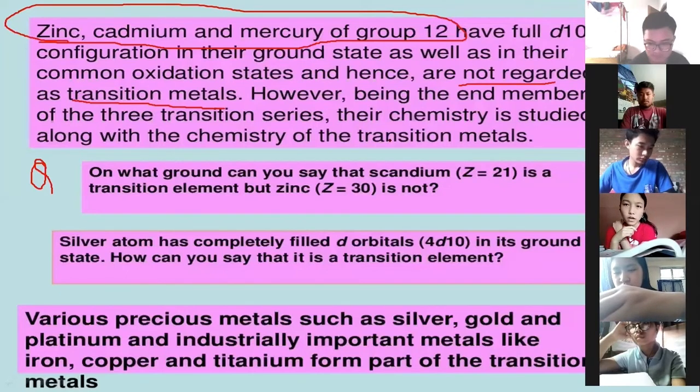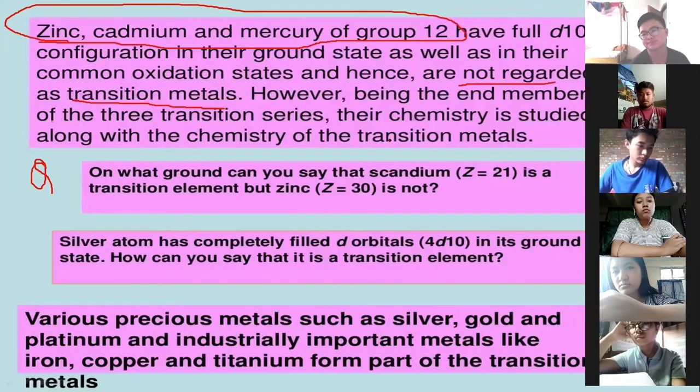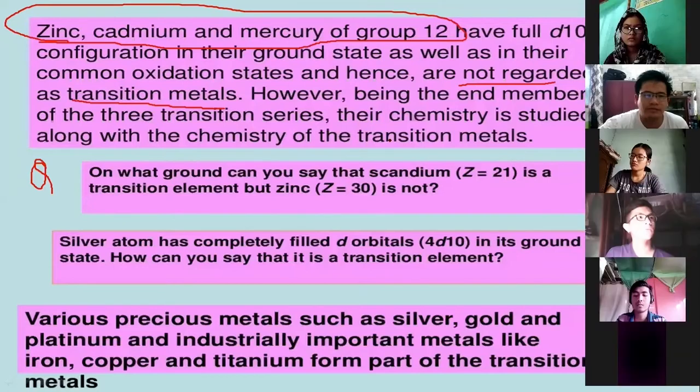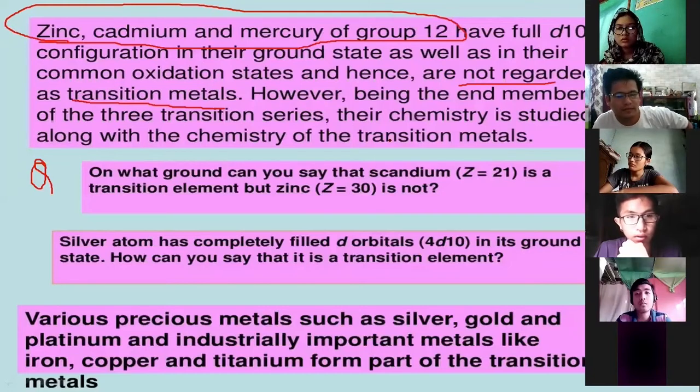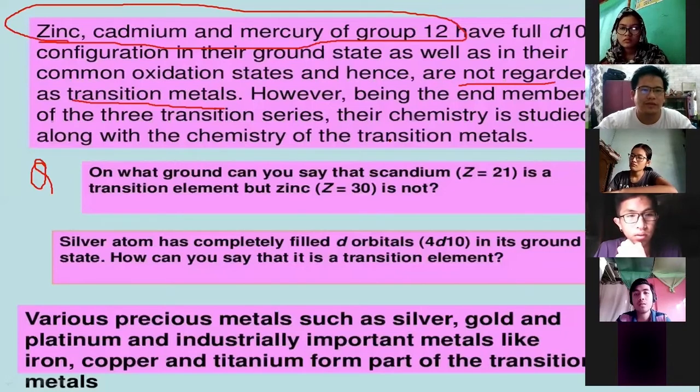On what ground can you say scandium is a transition element? Scandium does not have completely filled d orbitals, but zinc has completely filled d orbitals. Transition elements have a penultimate shell with vacant d orbitals to fill up. It should have incomplete d orbitals. Okay, very good.